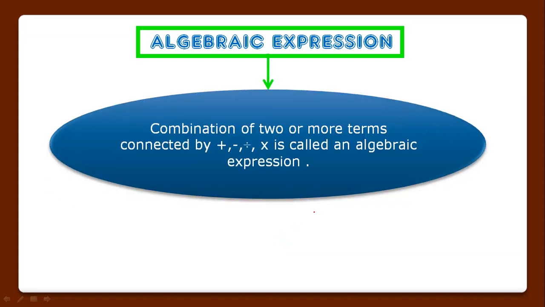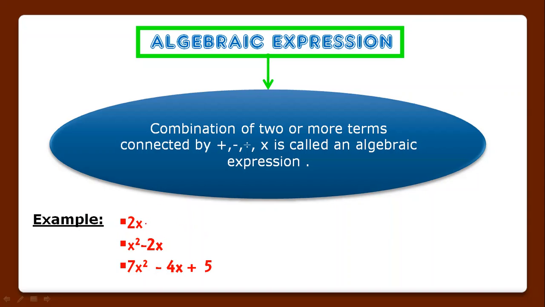An algebraic expression is a combination of two or more terms. We know what terms are. When they are connected by plus, minus, divide or multiplication, that is called an algebraic expression. You can understand from an example: 2x, then x square minus 2x, and 7x square minus 4x plus 5. So these are algebraic expressions.